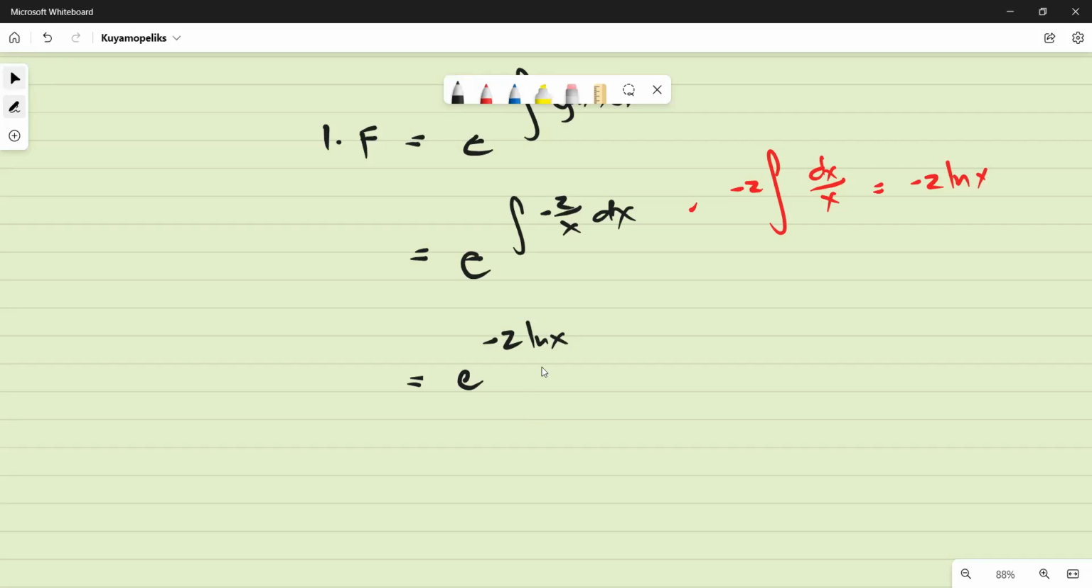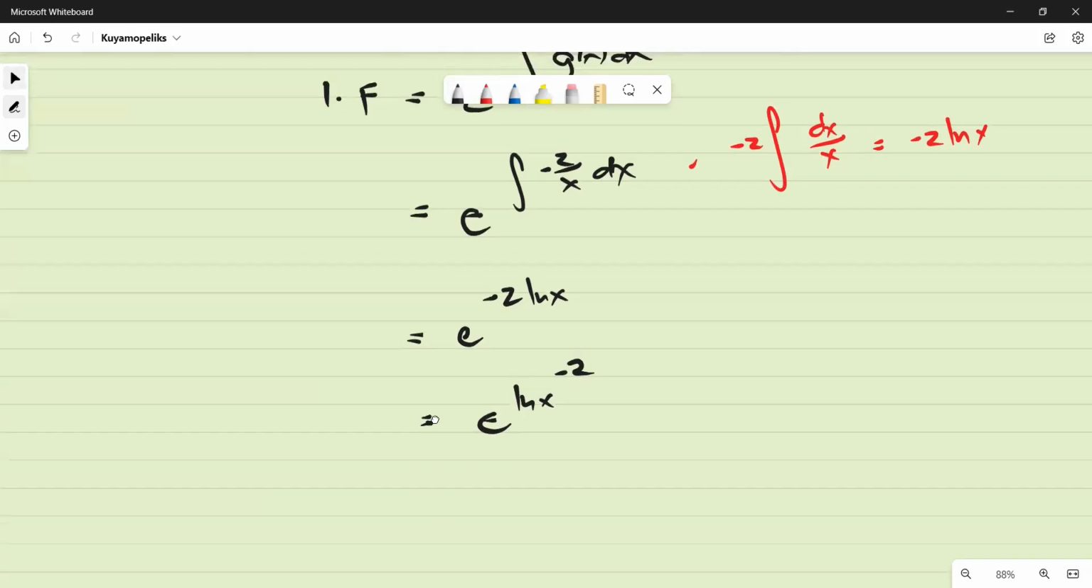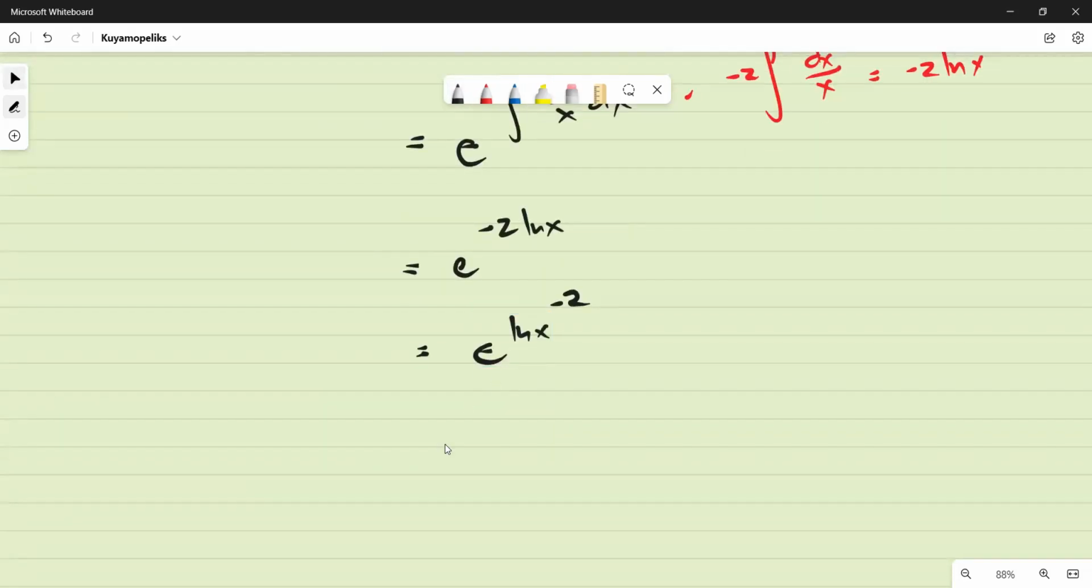But wait, we can bring up that negative 2, because of the laws of logarithms. So that will become e raised to ln x raised to negative 2. And since the laws of logarithms and exponential forms apply, e raised to ln x raised to negative 2 we can simplify, so our integrating factor is equal to x raised to negative 2. Okay?